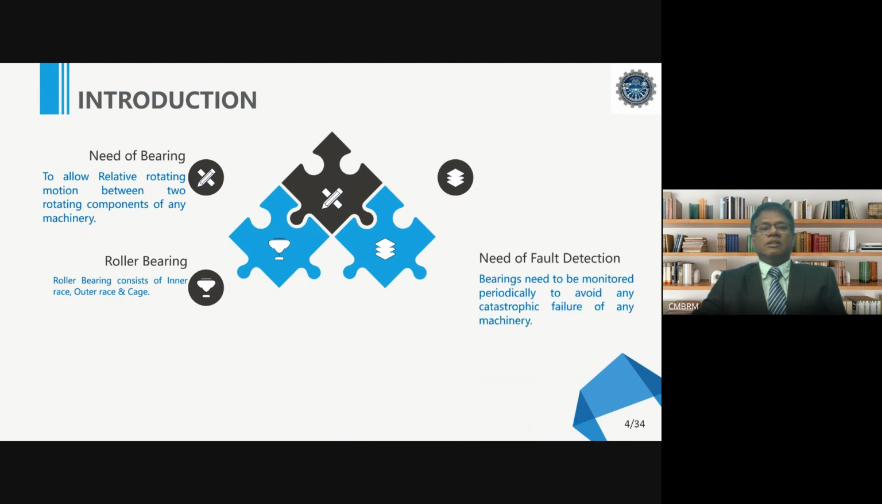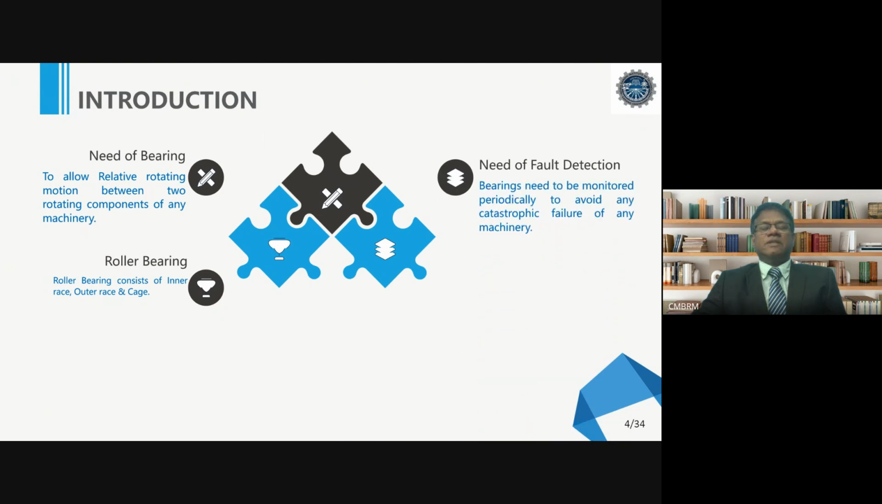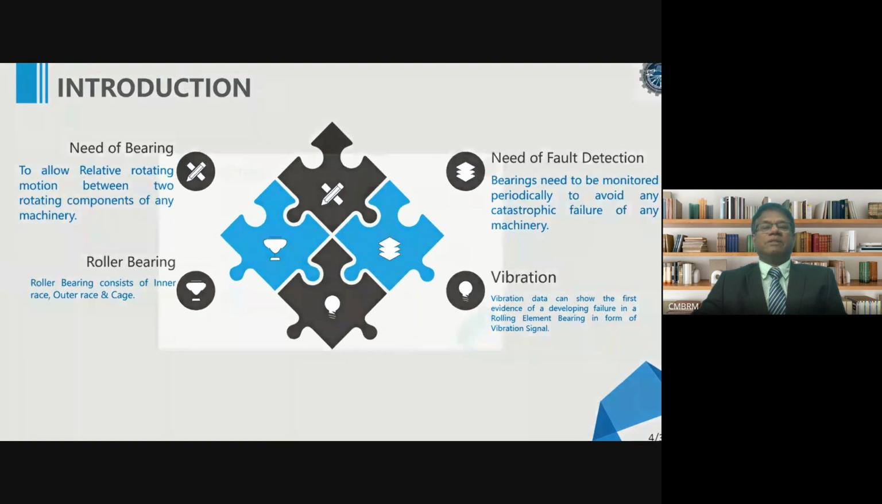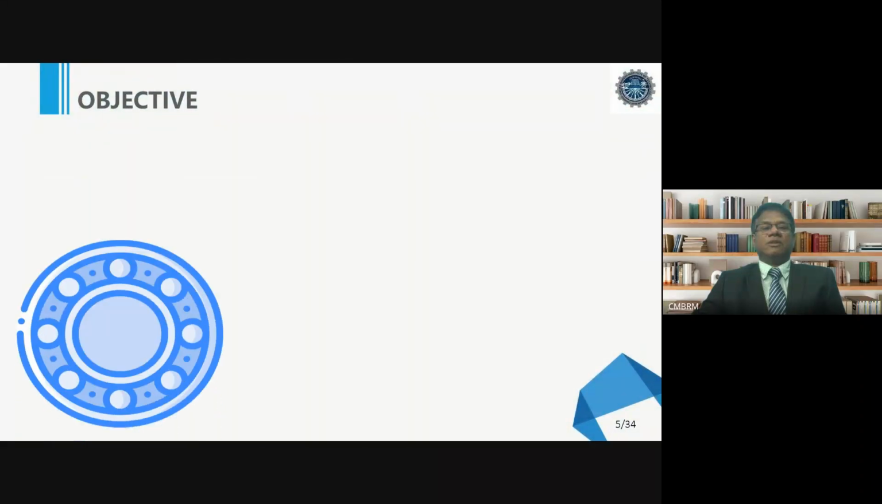So what do we require? Whenever there is relative motion, a fault may occur. To eliminate the fault, we need fault detection. Bearings need to be monitored periodically to avoid catastrophic failure of any machinery. One of the best techniques for this is vibration analysis. Vibration data can be the first evidence of a developing failure in a roller element bearing, from a vibration signal. This is the objective of this one.